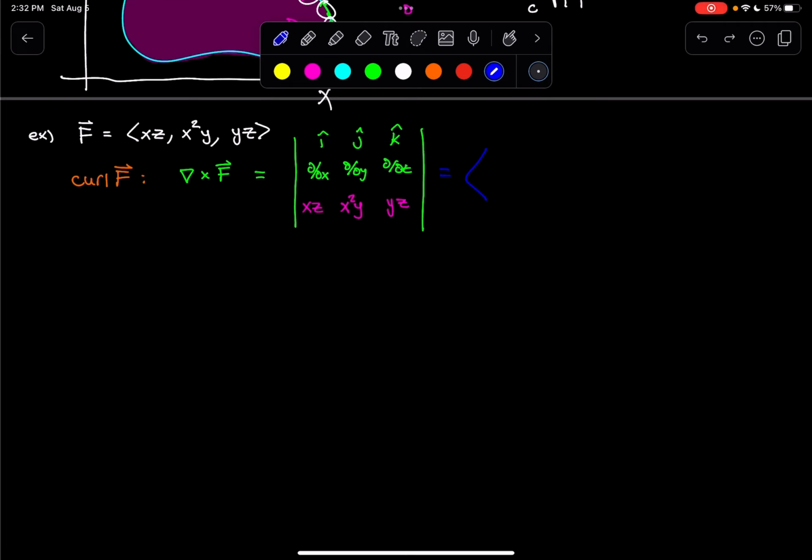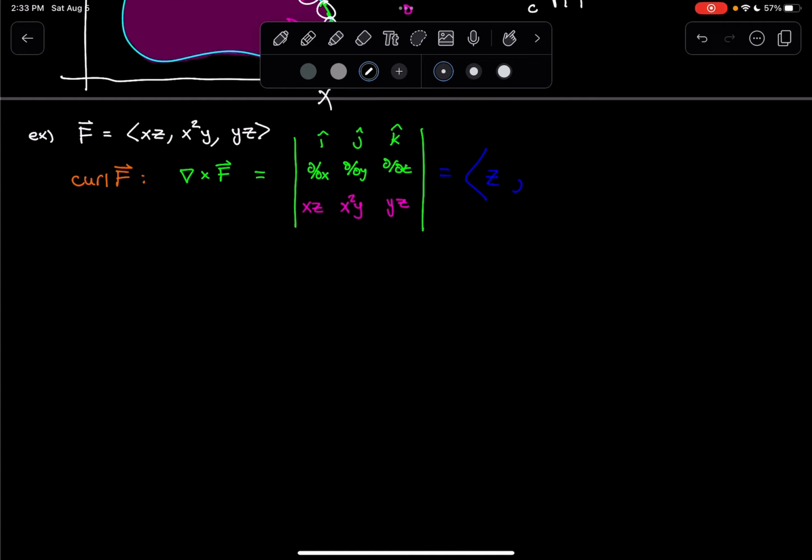So I'm going to try not to do most of it in my head, but we cross out this part. What are we going to get? So the partial of yz with respect to y is just going to be z, and then we subtract what we get when we do the partial of x squared y with respect to z, and that's just going to be 0. So it looks like our first component here is just z. Cool. Let's do our second one.